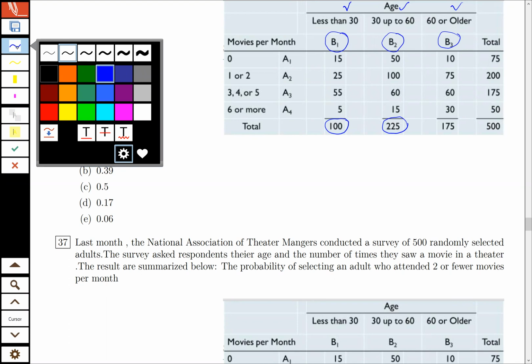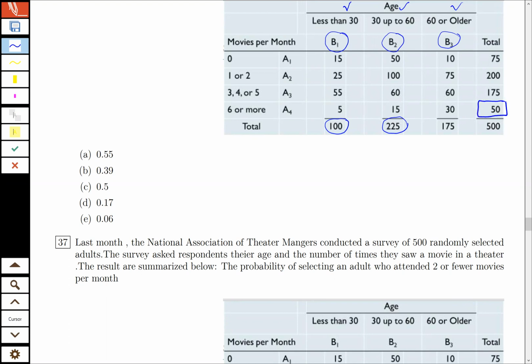50 of people. They answer, they watch 6 or more, because these are 5 means what? 5 means they are less than 30 and watch 60. 15 means what? They are between 30 and 60 and watch 6, and more than 60, 30 of them are 60 or more and watch 60 movies. If you calculate them, you get the total here, 5 plus 15 plus 30, that's 50.